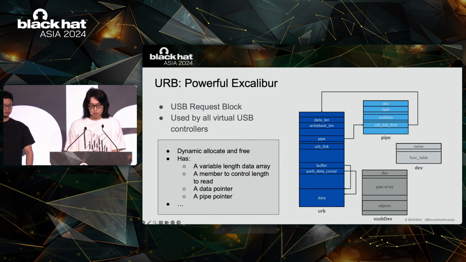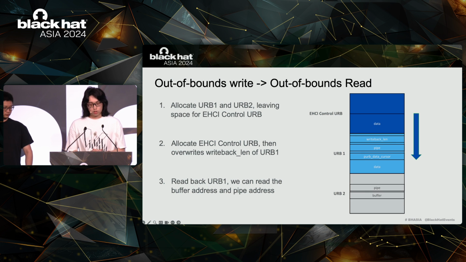Through the pipe pointer, we can index the device object and obtain the program space address. Next, I will explain in detail how we can use the URB and the related objects to construct exploit primitives and build our exploitation approach step by step. First, we need to convert the out-of-bounds write vulnerability to an out-of-bounds read.